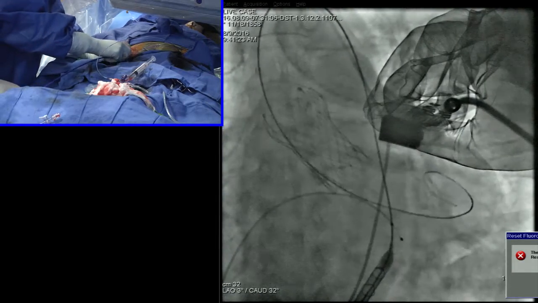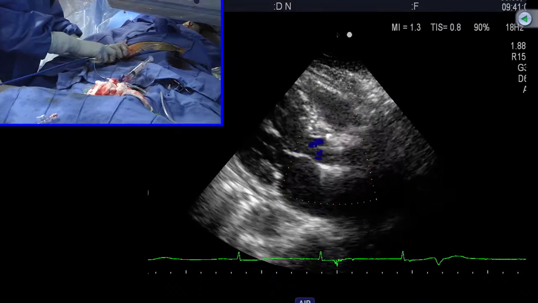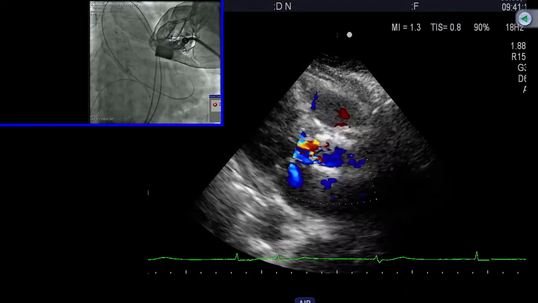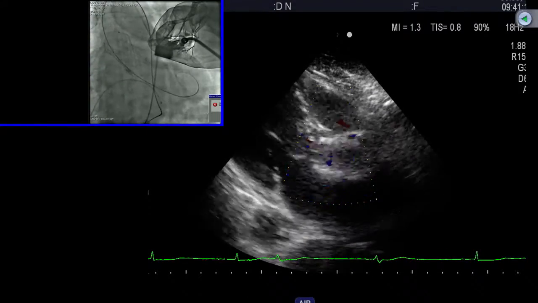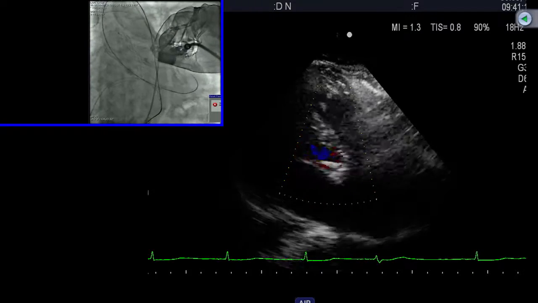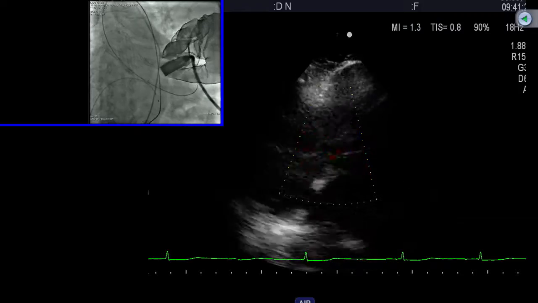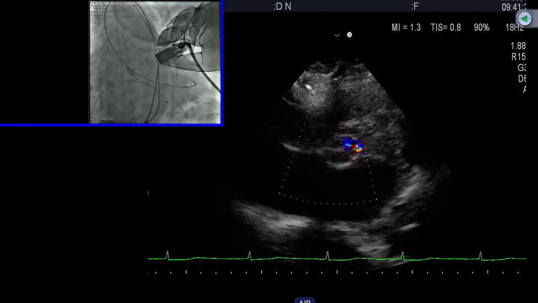So the valve was expanded. The position is good. There is mild paravalvular regurgitation. We don't have to post-dilate. I will take a short axis. We started with a diastolic of 50s. We are just about there.